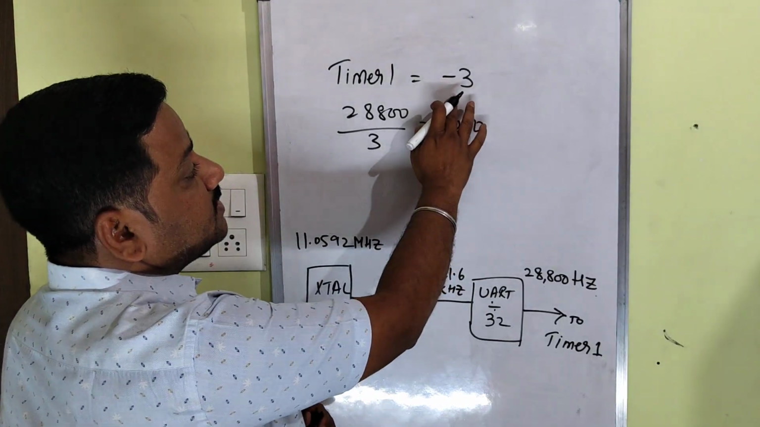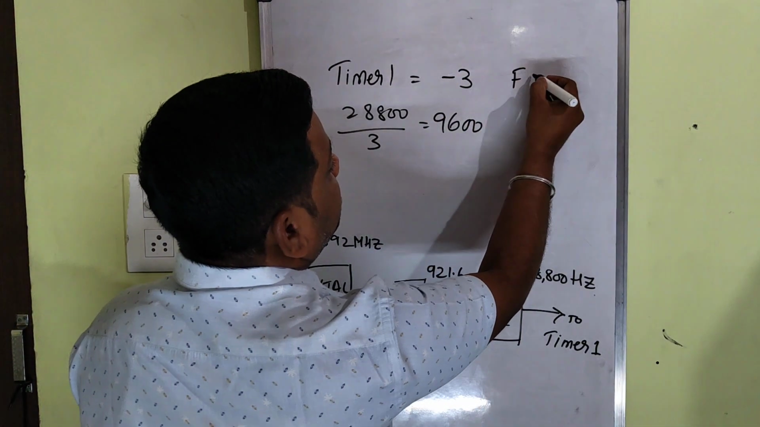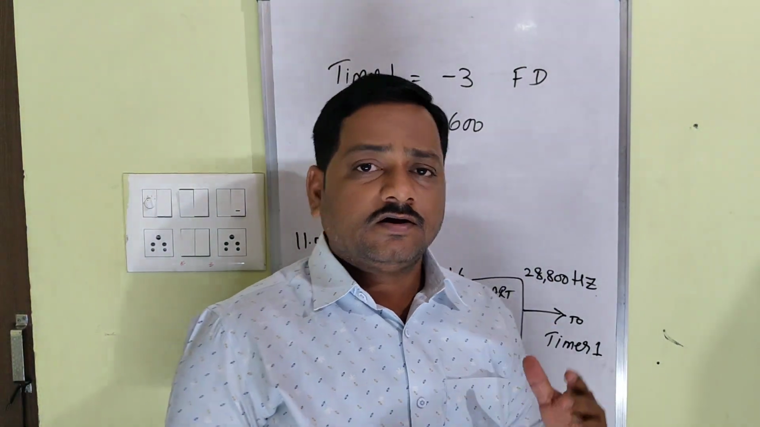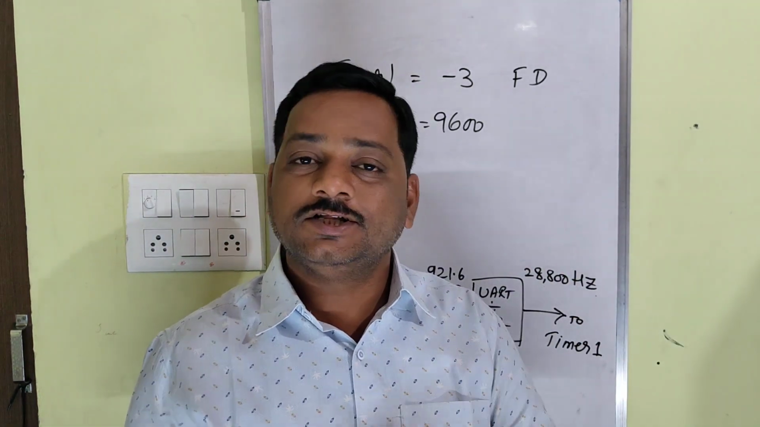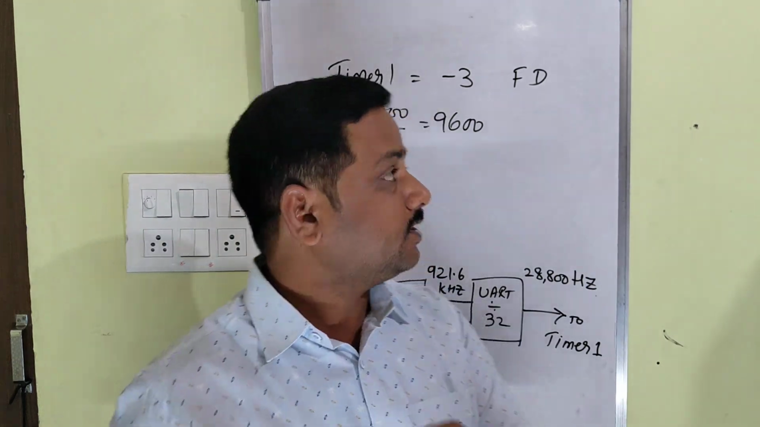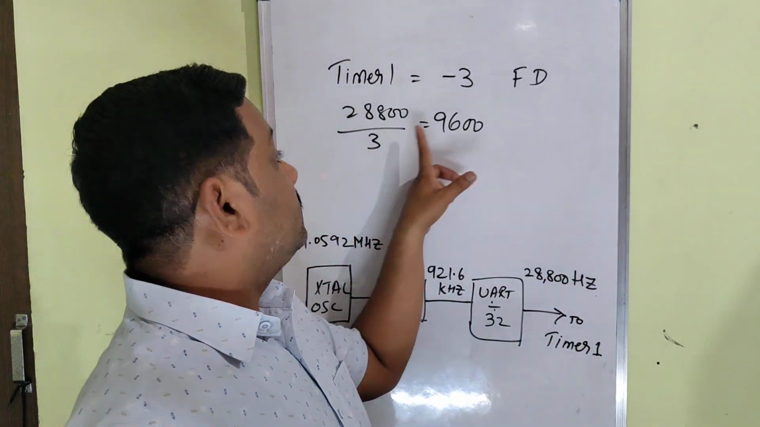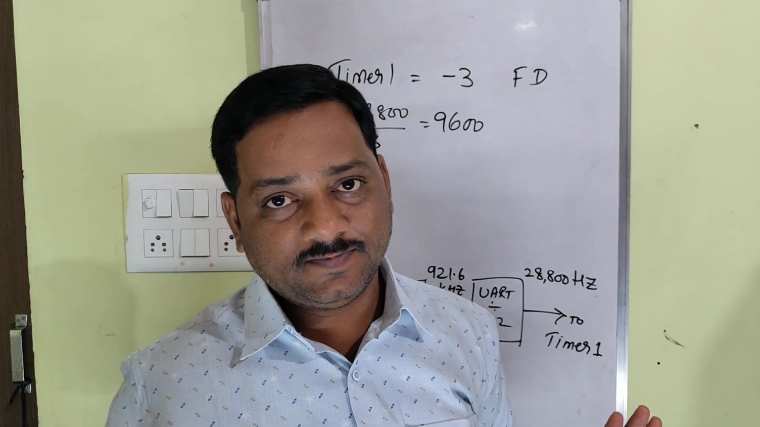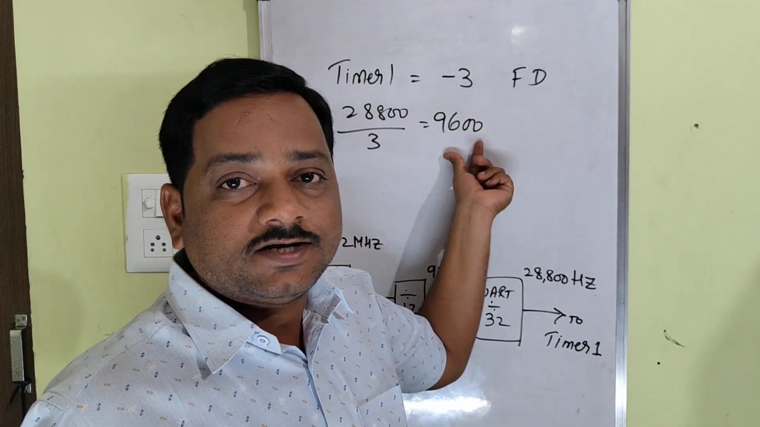But -3 you have to convert into hexa. In hexa, this is going to be FD. The conversion of this has already been explained in the previous videos. You can go through the description, where I have provided the link. So FD is the input you have to give to timer 1. By giving this, the baud rate selected will be 9,600. That's what you need to do: in timer 1, you just give the input FD, and the baud rate will be selected as 9,600 automatically.